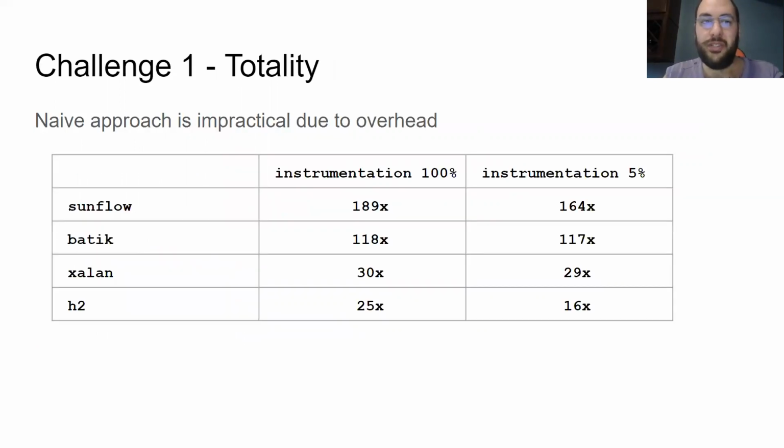The first issue is totality. We want all methods to be accounted so we can get a complete study of the application. So we're going to need to instrument every single one of these methods, and this is not going to scale well. You can even see we have some numbers here demonstrating how that actually performs: even at 5% instrumentation, the slowdown is too significant on the application.